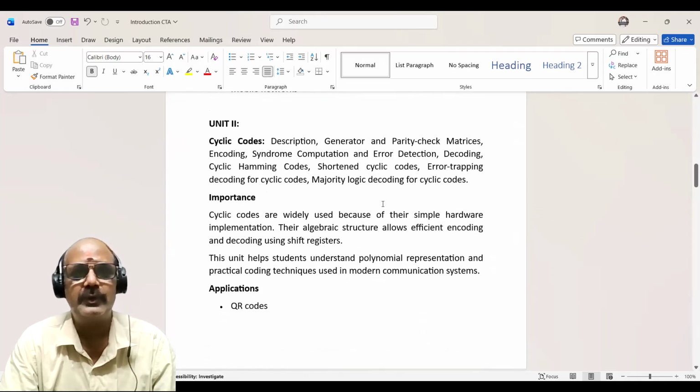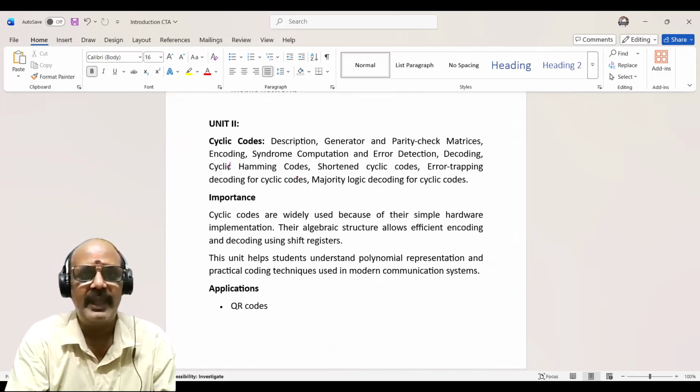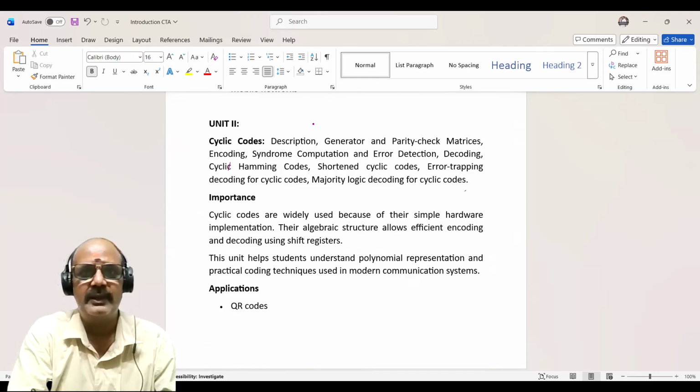Coming to unit 2, cyclic codes. The description of cyclic codes uses polynomial representation and algebraic structure. In the case of linear block codes, we use the matrix description, that is, generator and parity check matrix. Unit 2 covers encoding, syndrome computation and error detection, decoding, cyclic Hamming codes, shortened cyclic codes, error trapping decoding for cyclic codes, and majority logic decoding for cyclic codes.